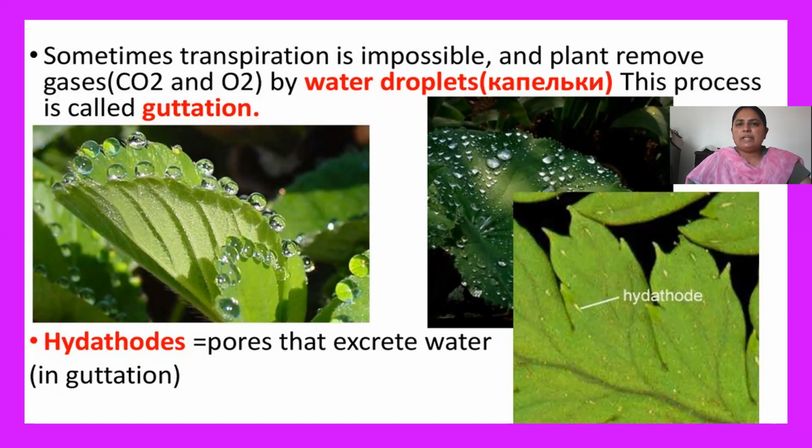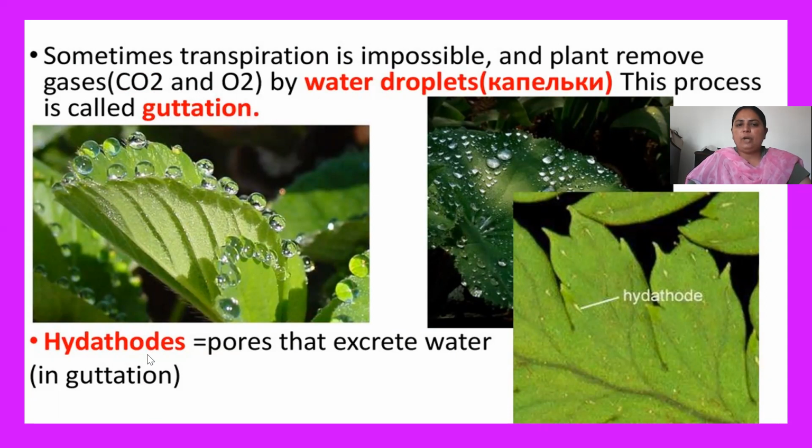But when the process of transpiration is very low, or somewhat impossible due to adverse conditions in the plant habitat, the exchange of gases, carbon dioxide and oxygen, cannot take place because the stomata are not open at all. At that time, the removal of gases, the entry of CO2 and the removal of oxygen, happens by the process of guttation.